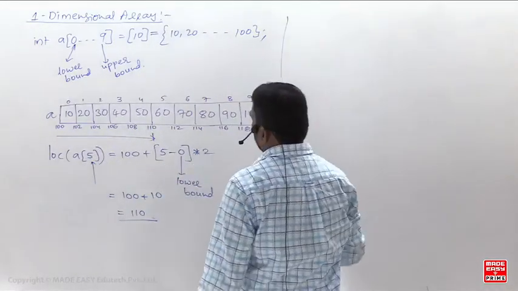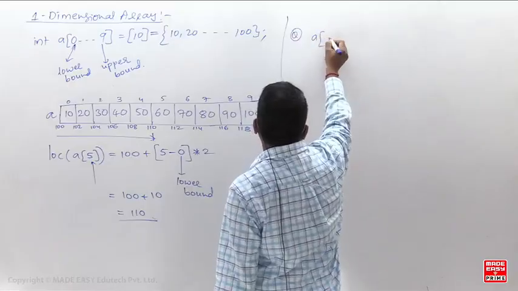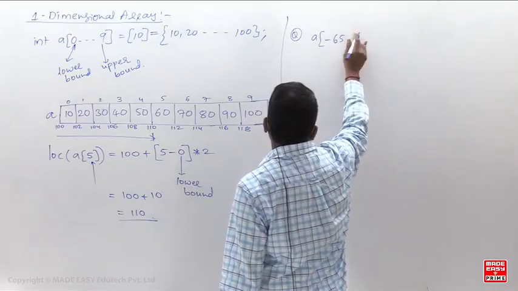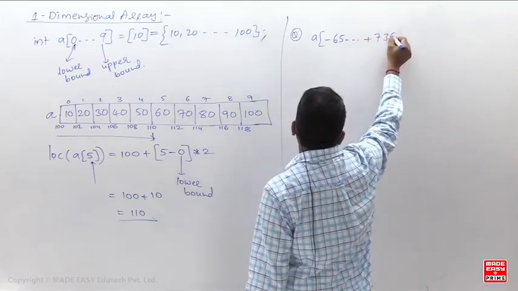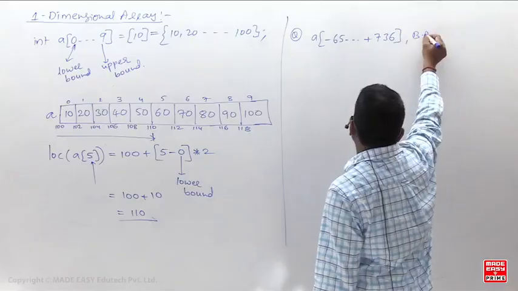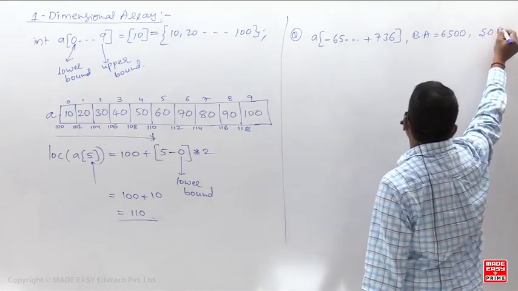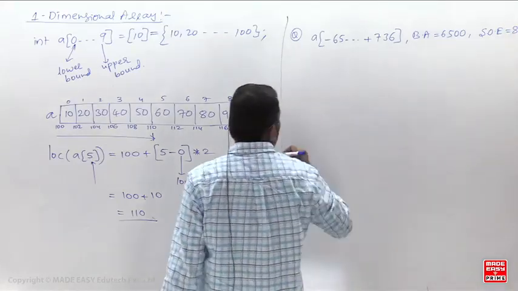Right. So next, note down the question. A of minus 65 to plus 736. Base address is 6500. And next, size of the element is 8 bytes.